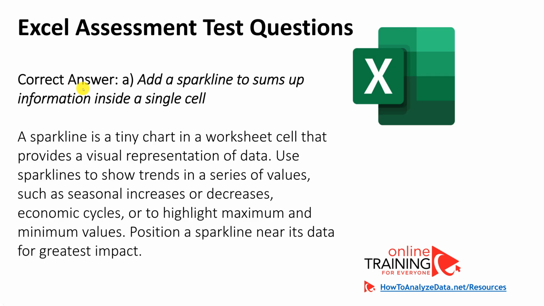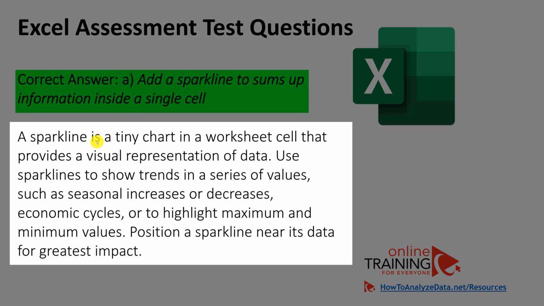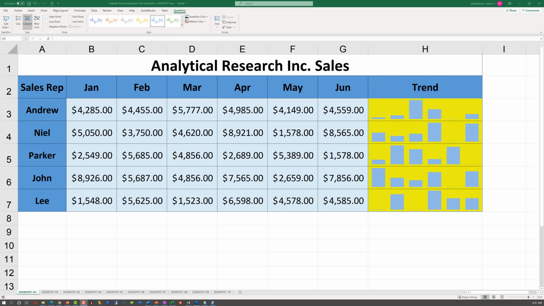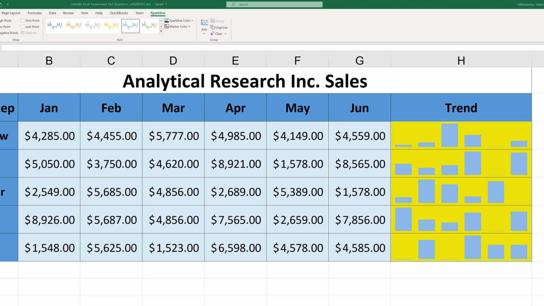So as you might have figured out by now, the correct answer is add a spark line that sums up the information inside a single cell. And spark line, as I explained, is a tiny chart in a worksheet cell that provides visual representation of the data. You can use spark lines to show trends in a series of values, such as seasonal increases or decreases. You can also use spark lines to show economic cycles, highlight maximum or minimum values.